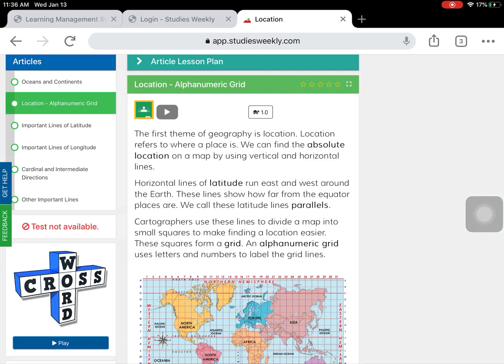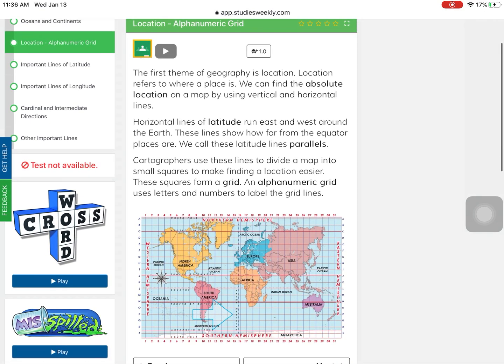So the first theme of geography is location. Location refers to where a place is. We can find the absolute location on a map by using vertical and horizontal lines. Horizontal lines go side to side, and vertical lines go up and down. They also have another name. We have horizontal lines of latitude that run east to west around the Earth. These lines show how far from the equator places are. We call these lines parallel.